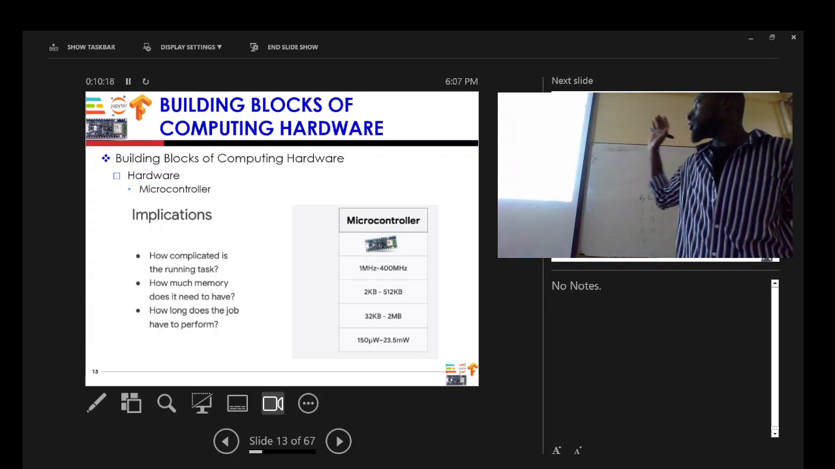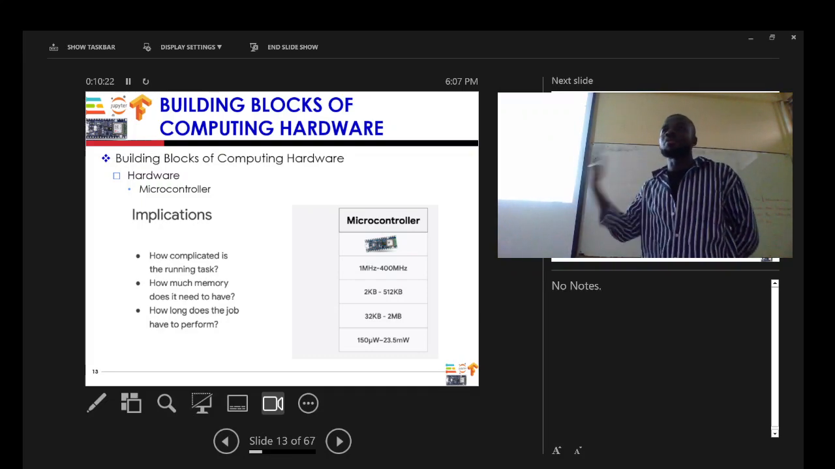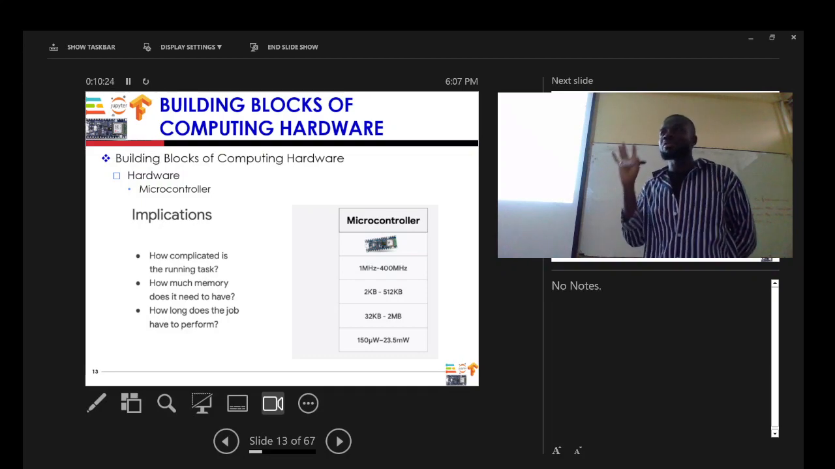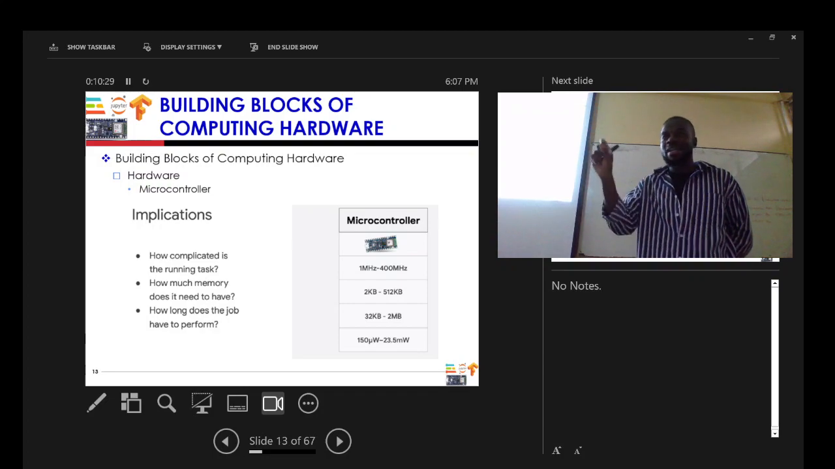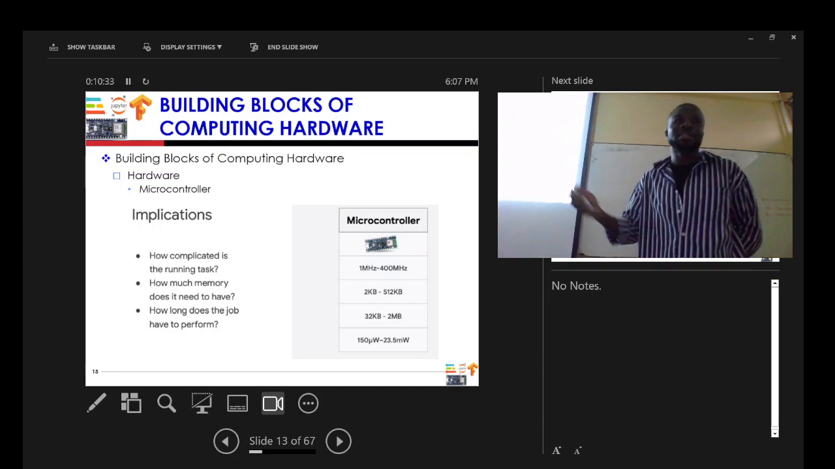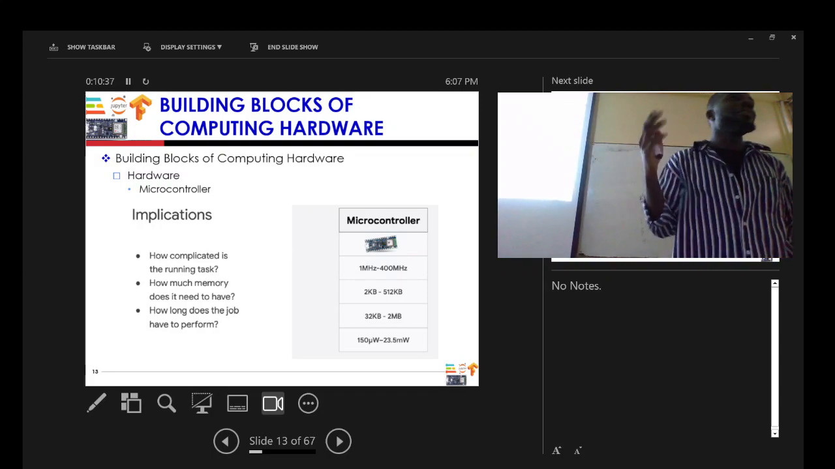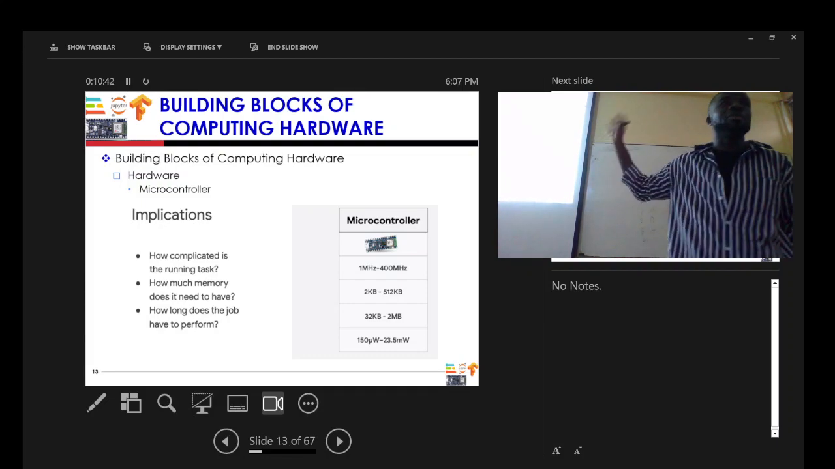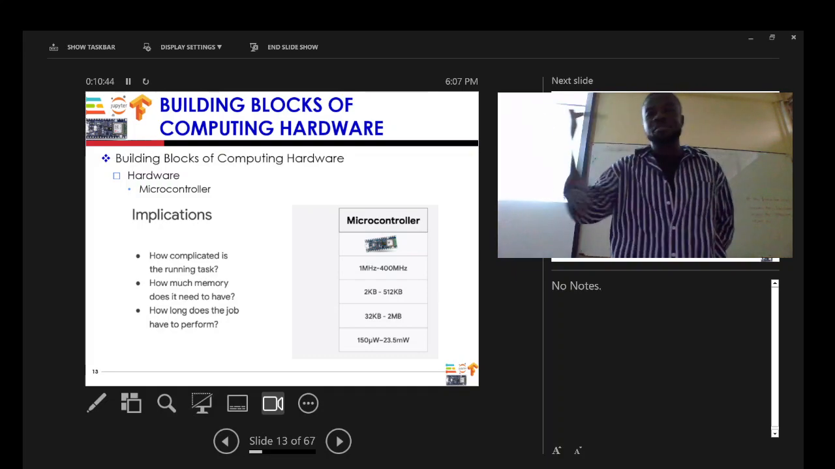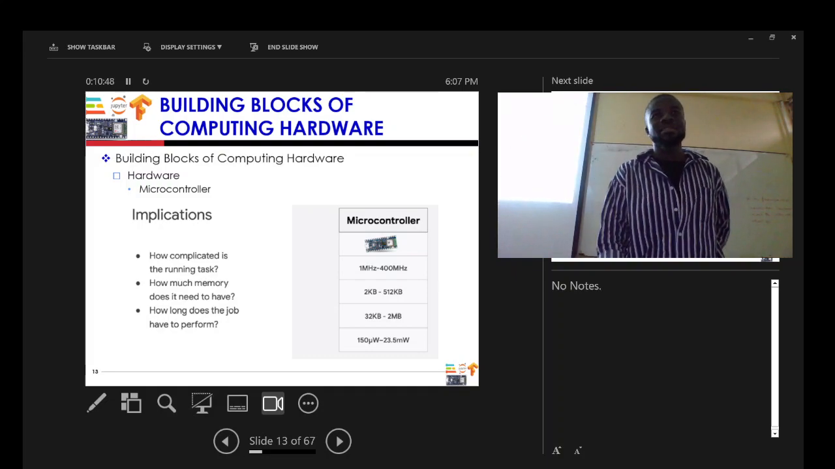Yes, sir. And then you need to also consider how long the algorithm will run for. If the algorithm runs for long, it's consuming more power. So if the algorithm you are designing is going to run for a long time, probably this is not your solution, or you must find ways of making it efficient. If not, it will run the power down on your microcontrollers. So these are some of the limitations you must consider when designing your algorithms.